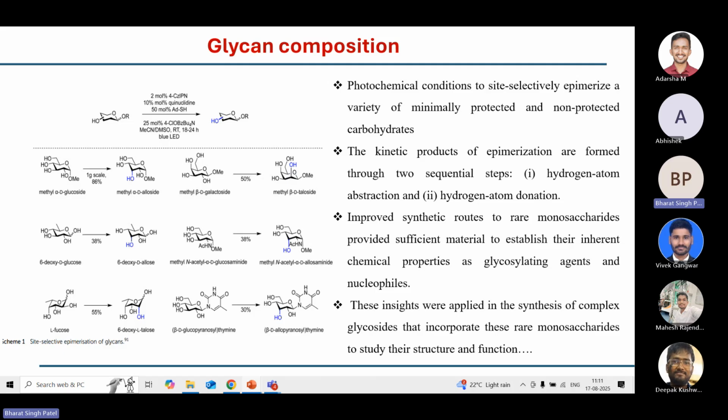So a number of sugars have been made. They have just converted one hydroxy group to another, with minimal protecting groups or just modification at the anomeric position. This reaction undergoes via hydrogen atom abstraction or hydrogen atom donation. Once this monosaccharide is formed, it can be utilized for glycosylation to get complex glycans or rare sugar modifications in the glycoconjugate system.